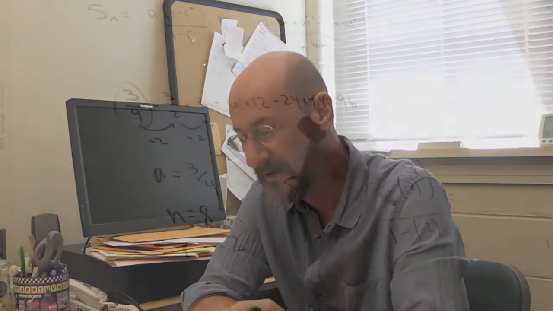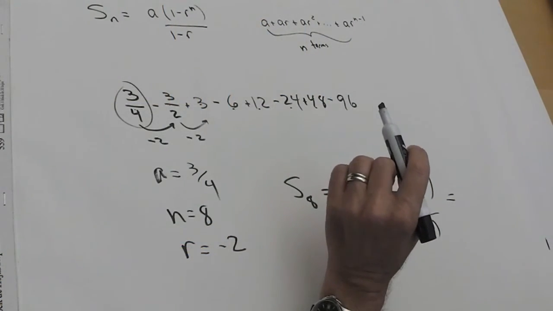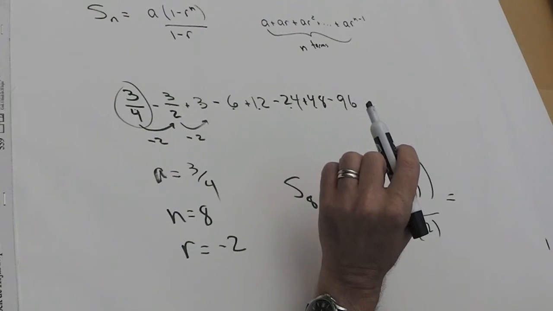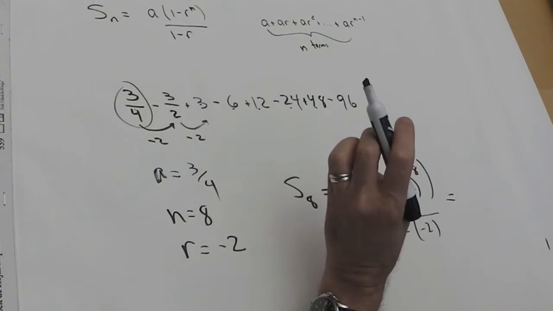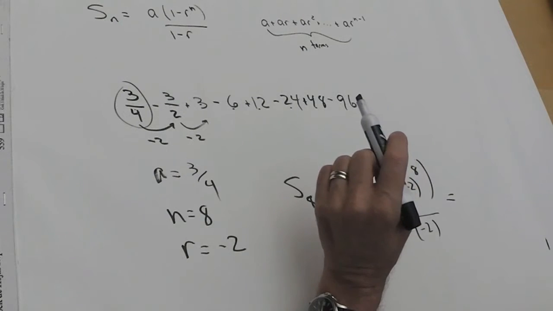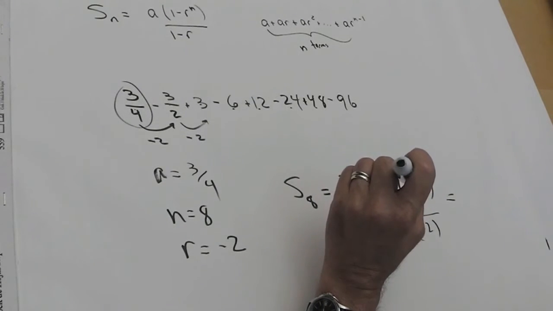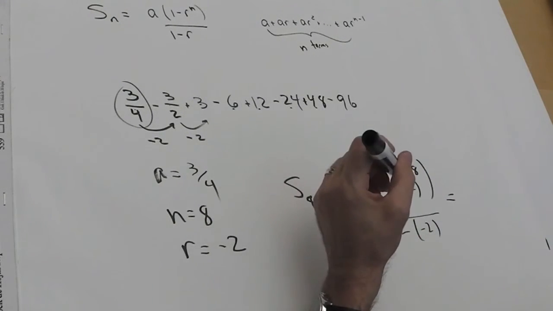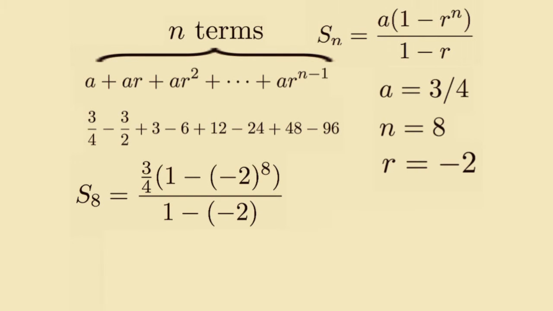Let's just simplify it. So what's negative 2 to the 8th power? Anybody know? What's 2 to the 8th power? Well, we could figure it out. 2 to the 4th power is 16, right? That's 2 times 2 times 2 times 2. And so if we square that, we get, what's 16 squared? 256, right?